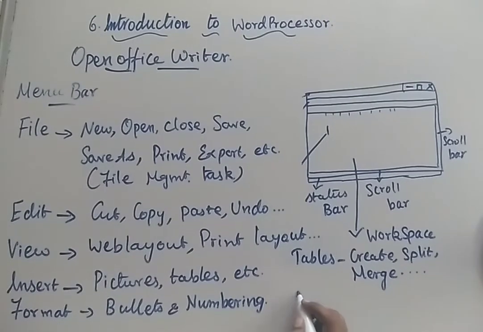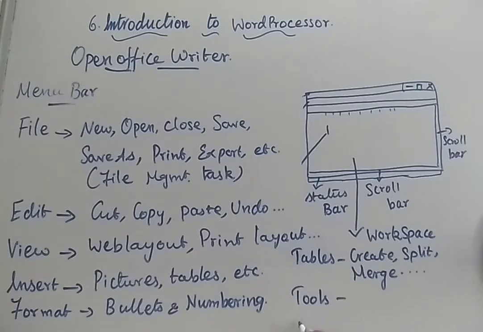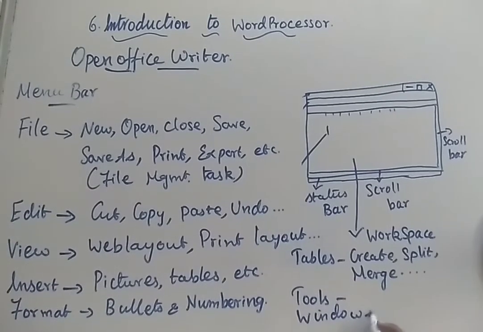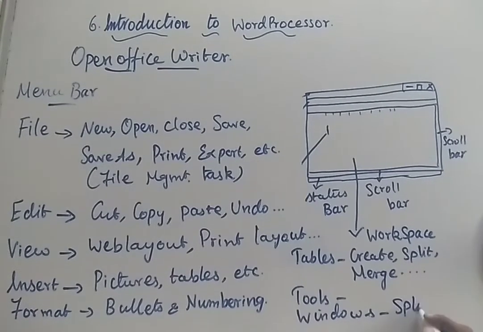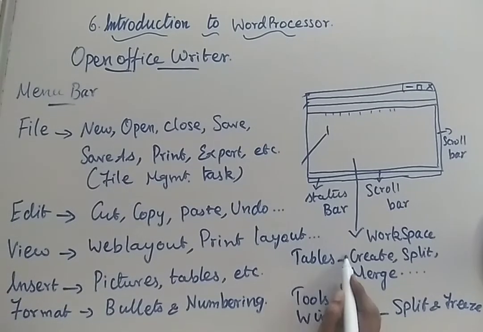Still more you are having. Next you have tools. Under tools, you will have your macro icons, mail merge, notes, footnotes, everything displayed for you. Next you are going to have the window menu. Under window, you can have a new window, close the window, split your window, and freeze your window. These options are available under your Window menu.